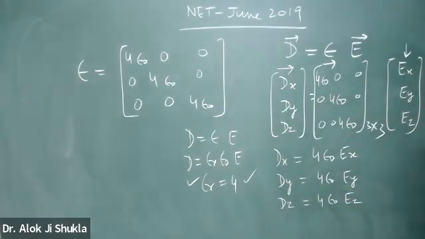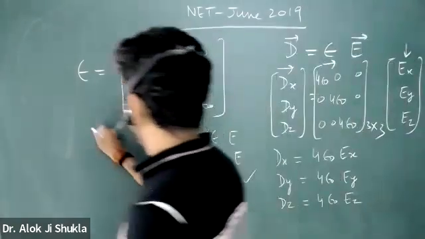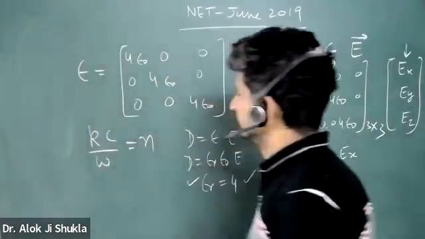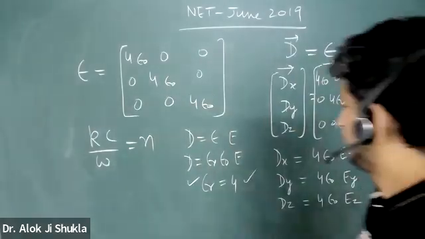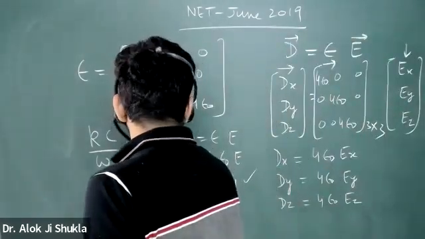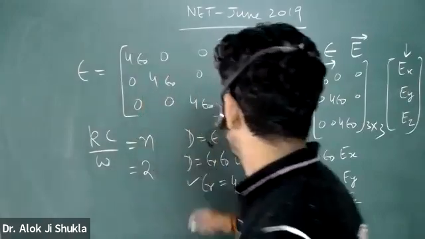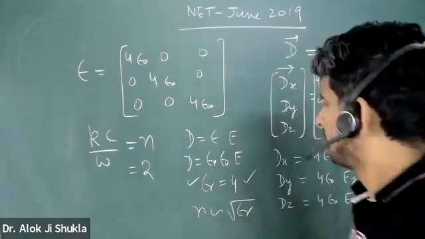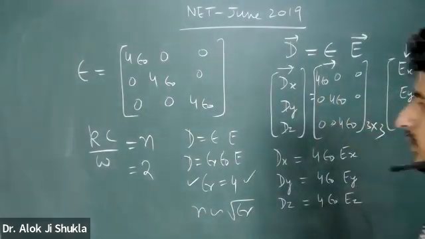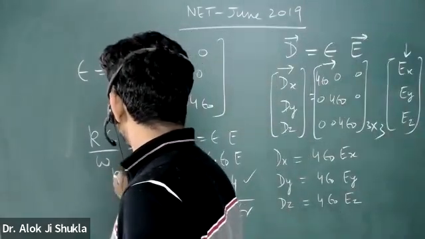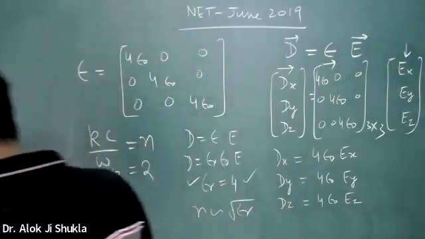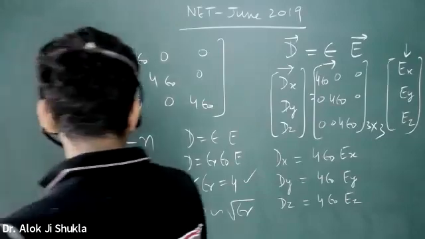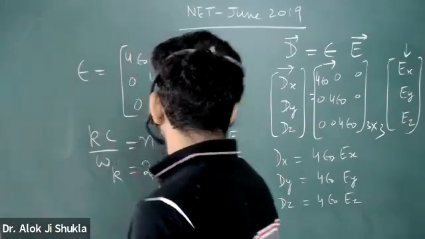Yes, sir. And what is Kc by omega? Refractive index. Yes, sir. What is refractive index? अरे अंडर रूट epsilon r mu r, for non-magnetic material. Okay, okay. Root epsilon r mu r. हाँ, but mu r is 1. So what is k? निकाल लो. क्या वैल्यू आएगी k की? तो 2 times omega by c.